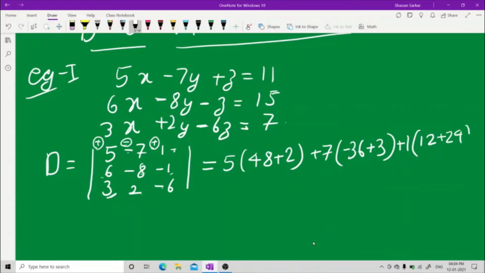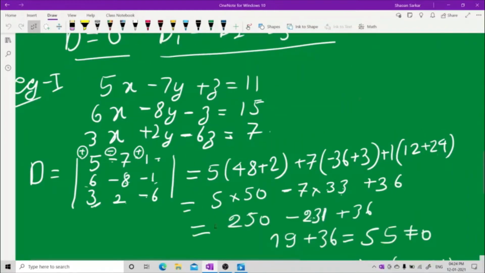So when you solve it, what do you get? 5 into this is 50, minus 7 into 36, 33, and plus 6 and 3, 36. So this calculation will give you 250 minus 231 plus 36. That gives me 19 plus 36, that is 55.